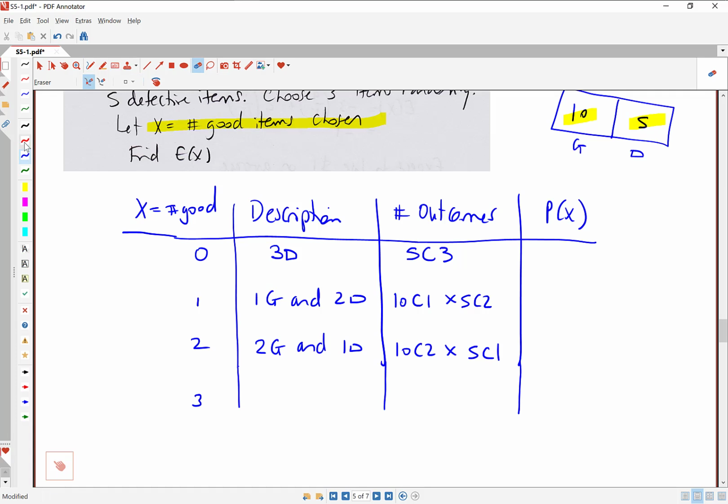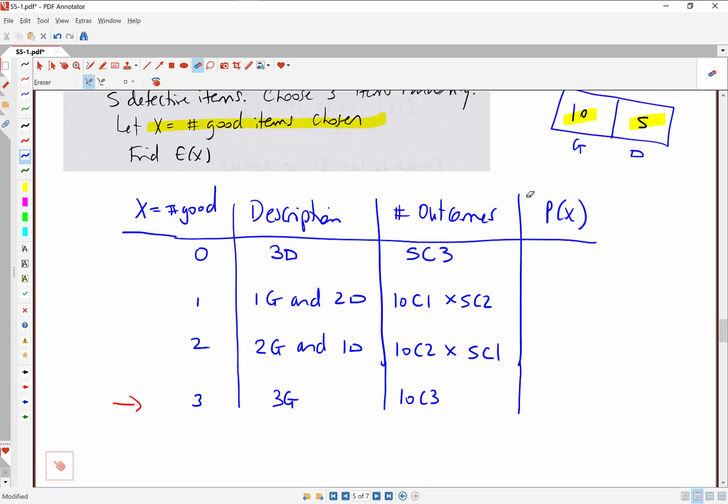Last row of the table, 3 good items. So you could either say 3 good, that is a complete description of what we're getting, or you could say 3 good and 0 defective. But in fact, this part here is not going to affect your number of outcomes, so you don't really need to say that. You can just say 3 good, 10 choose 3 ways to do that.